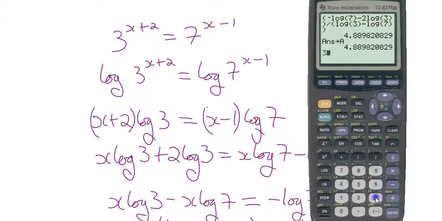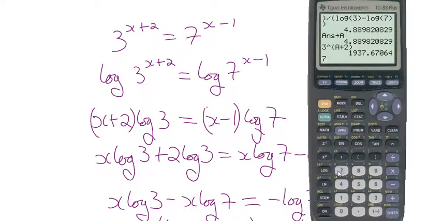And now what I can do is work out 3 to the power of A plus 2. Enter. And I get the number. Now give me 7 to the power of A minus 1. Now what should I see? 1937.67064. It's exactly the same. Okay, let's say we use 4.9. So I went 3 to the power of 4.9 plus 2, and I went 7 to the power of 4.9 minus 1. Now what do I expect to see? Well, close, but not exact.